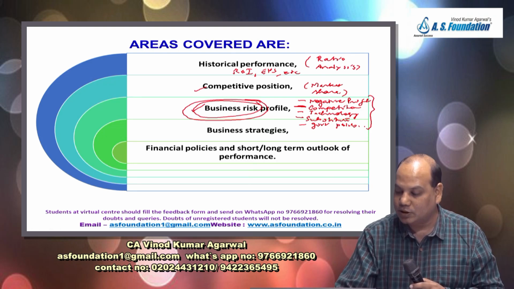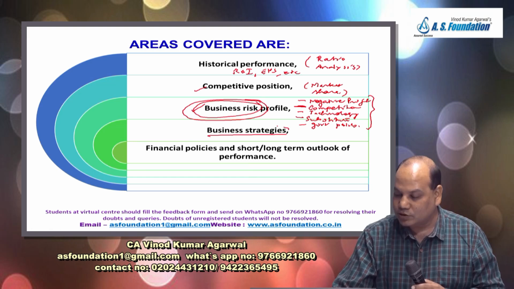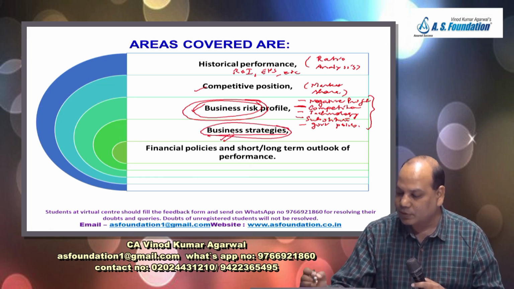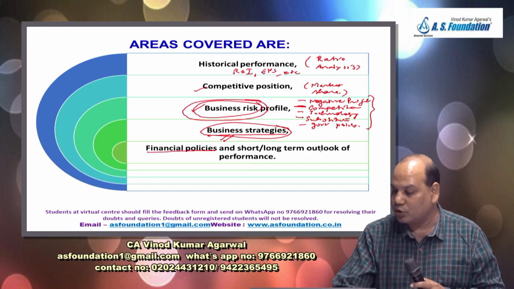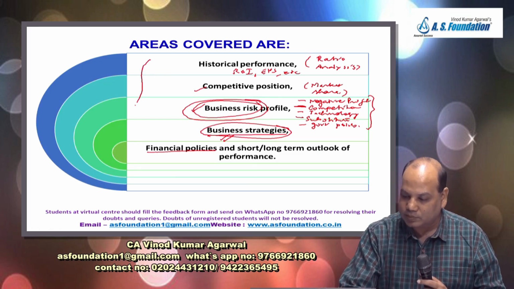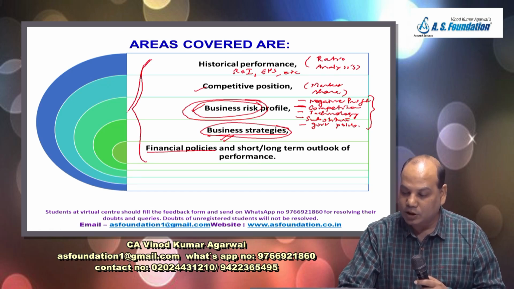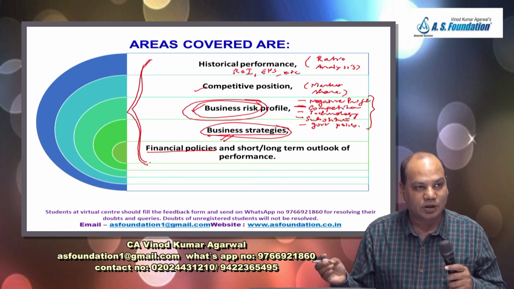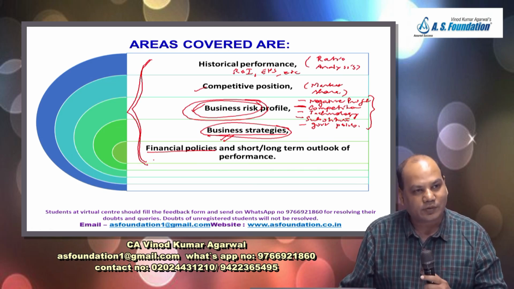Business risk we'll discuss in detail. Then other areas covered are business strategies. What are the strategies the management adopts? This also will discuss in a separate heading. And financial policies and short-term or long-term outlook of the performance. That means the credit rating company will analyze these factors in detail and prepare a report on each of these topics. Based on that, the rating committee will sit down and decide what rating should be given.